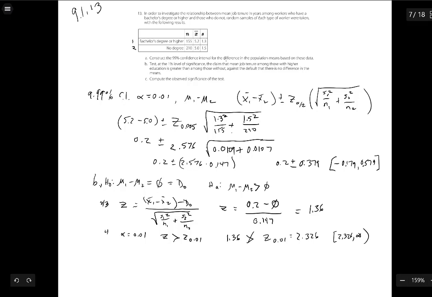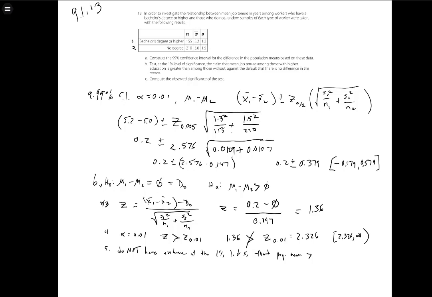So in step 5 of our hypothesis test, we do not have evidence at the 1% level of significance that the population mean job tenure in years is greater for a bachelor's degree or higher than for no degree. So for job tenure, we do not have evidence to say those are different. All right, let's move on to C.